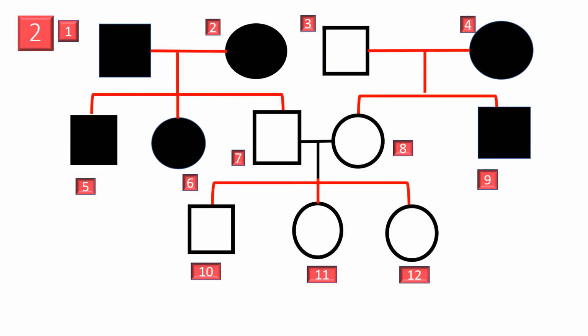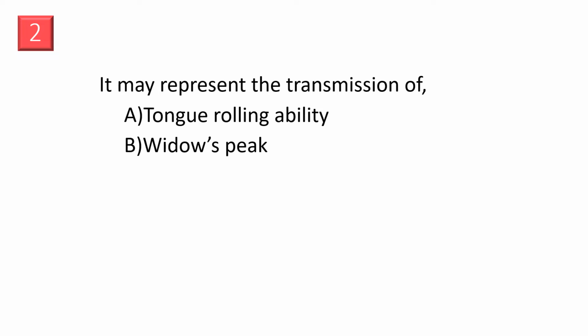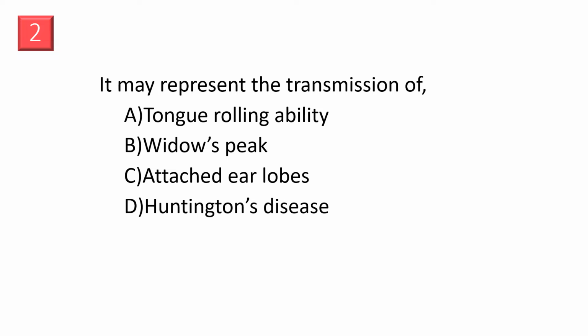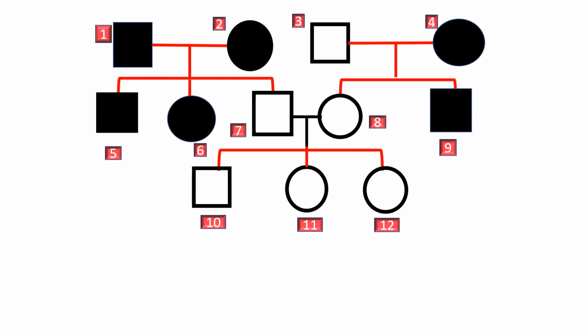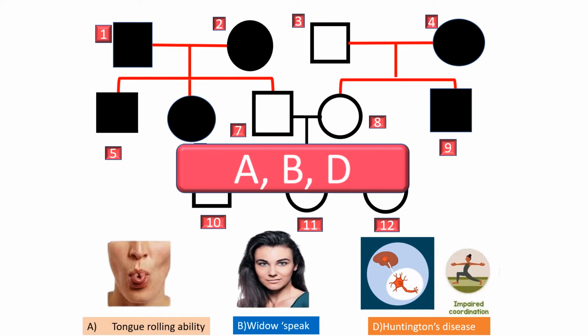Let's do another question, based on this pedigree chart. It may represent the transmission of A. Tongue rolling ability, B. Widow's peak, C. Attached earlobes, D. Huntington's disease, E. Hitchhiker's thumb. Out of the given examples, tongue rolling ability, widow's peak and Huntington's disease are inherited by dominant alleles. The correct answers are A, B and D, since this pedigree chart indicates an autosomal dominant inheritance.